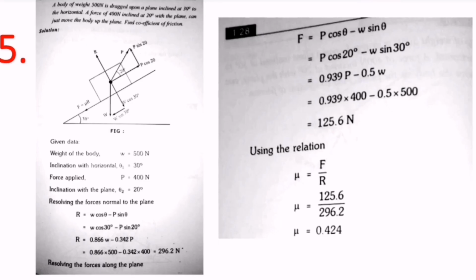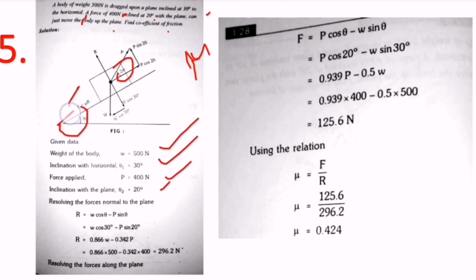Next question: a body of weight 500 Newton is dragged upon a plane inclined at 30 degrees to the horizontal. A force of 400 Newton inclined at 20 degrees with the plane can just move the body up the plane. Find the coefficient of friction. We need to find mu. So this is the figure. Weight of the body is 500 Newton, theta is 30 degrees, P is 400 Newton, and theta 2 is 20 degrees.